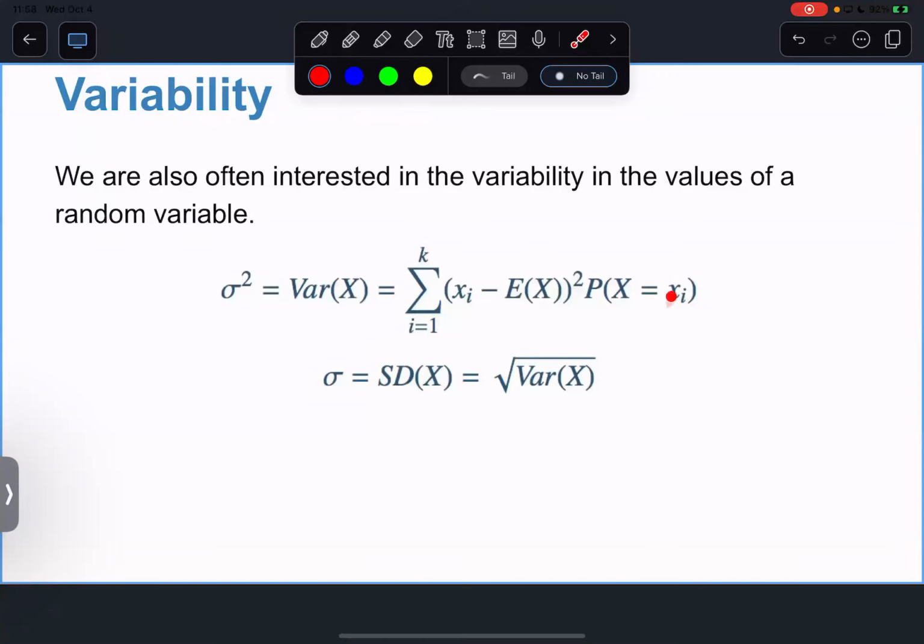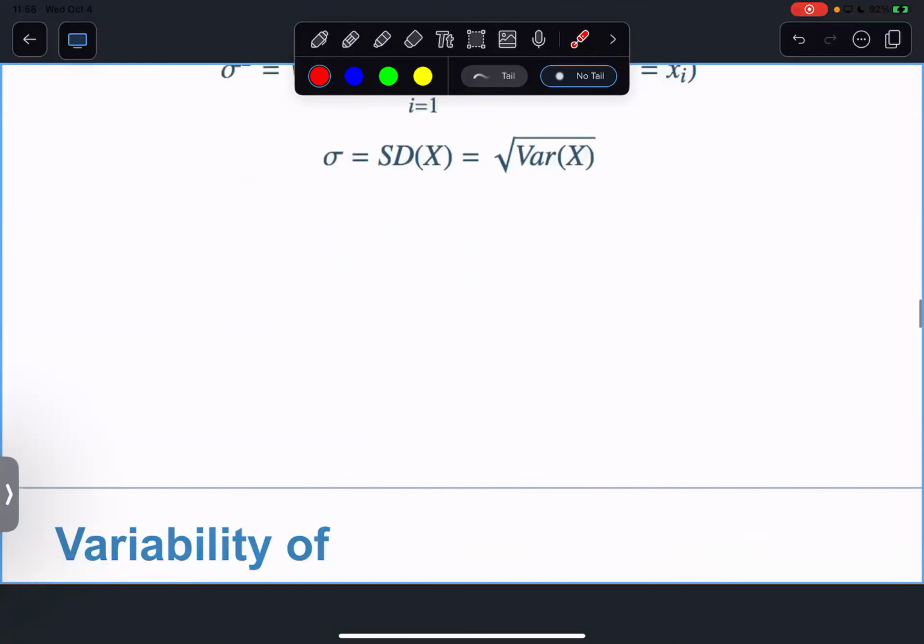But this probability is the same as the probabilities earlier. So once you have them, you can recycle them, and you should. And then, of course, the standard deviation is the square root of the variance, which means that usually we find the variance first, take the square root, and then we have the standard deviation. So a little bit more work.